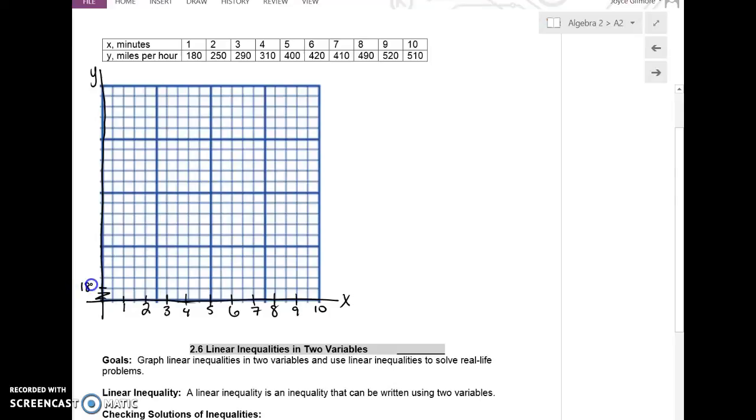We have to decide how to count. 50s is, I think, too big, so let's do 20s. 180, that'd make this 200, 220, 240, 260, 280. That would make this 300, 20, 40, 60, 80, 400, 20, 40, 60, 80, 500.